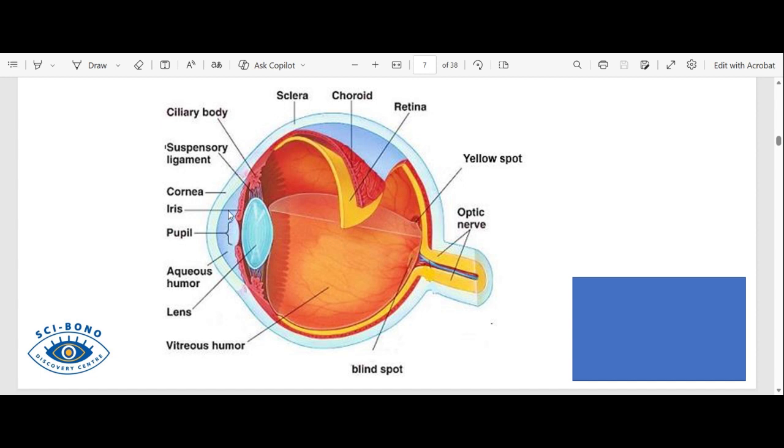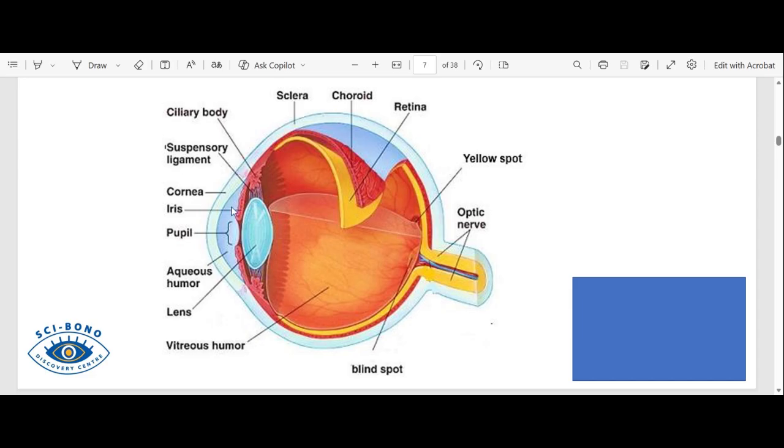While still on our aqueous humor, the aqueous humor is also transparent because it's a fluid. Why is it transparent? Because it allows light to pass through. And it also helps in the refraction of light. Refraction, by the way, in life sciences, means that it helps in the bending of light.